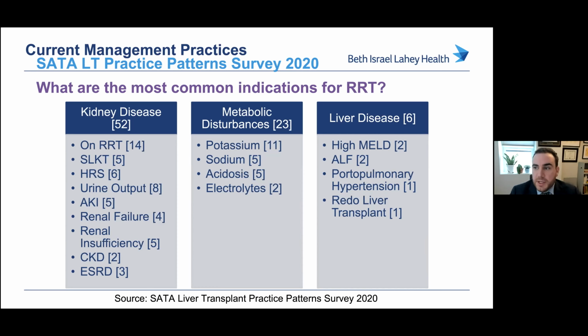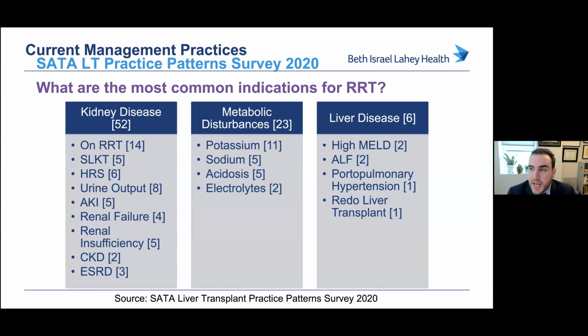And a lot of people said, well, if they're on renal replacement therapy preoperatively, we continue it in the OR. Other people said they do it for combined liver kidney transplants, hepatorenal syndrome, and then there was the typical kind of acute or chronic kidney injury problems that you would see were reasons that people would use intraoperative CVVH or renal replacement therapy. The next most common was metabolic disturbances.